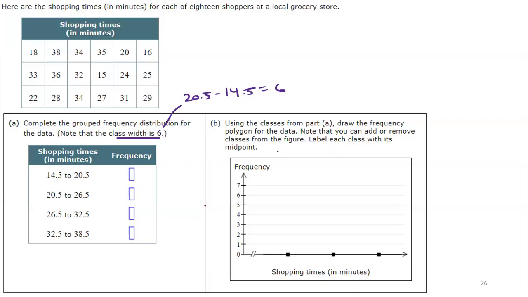So again, first part A, you just count how many times it lands within this parameter. So let's write that down. For 14.5 to 20.5, that will be 4 times. From 20.5 to 26.5, that would be 3. And then for the next two, that would be 5 and 6.